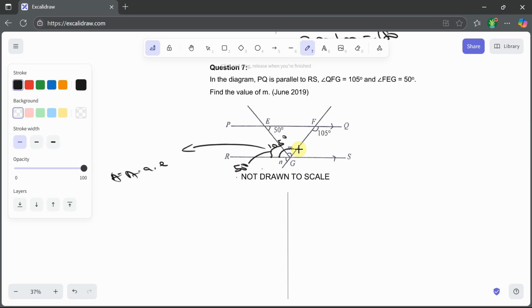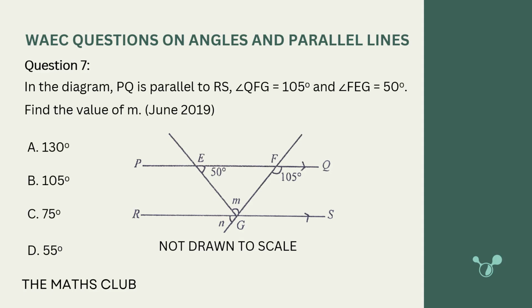Because m plus 50 degrees is equal to 105 degrees, right? So if I make m the subject of the formula, that will be 105 degrees minus 50 degrees, and that'll give me 55 degrees. If the sum of all this place here is 105 and one part of it is 50, I can find the other part. Let's see if our answer is correct. That will be option D.